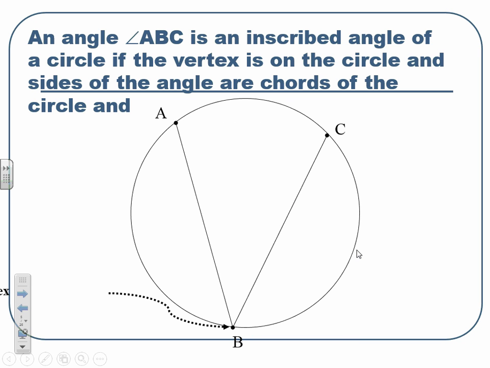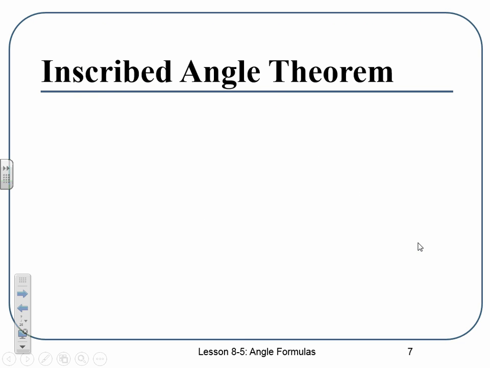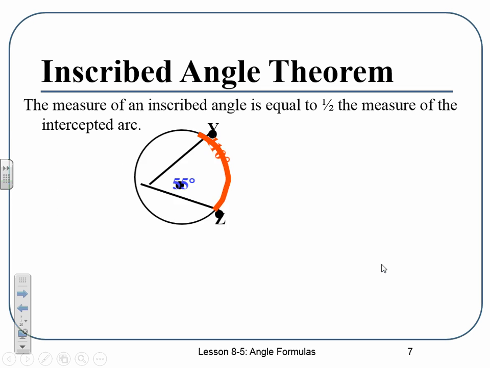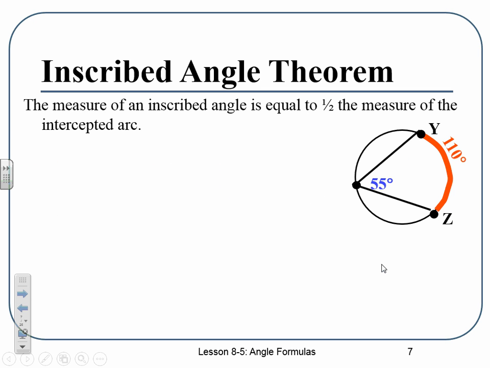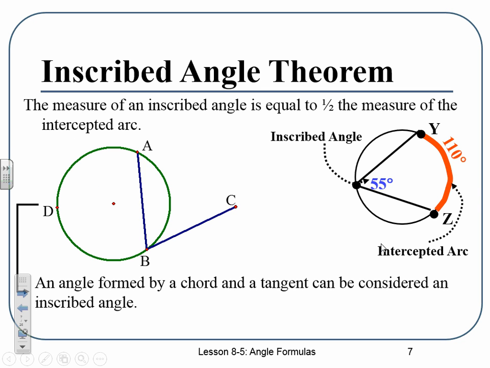So, vertex on the circle, the sides of the angle are chords. So we know that the intercepted arc is in the interior of the angle, lies between or inside the angle, and we should understand the measure is going to be half the intercepted arc. So if I give you the arc, you should give me the angle. If I give you the angle, you should give me the arc. So 55 is half the 110. That would work with a tangent and a chord as well.